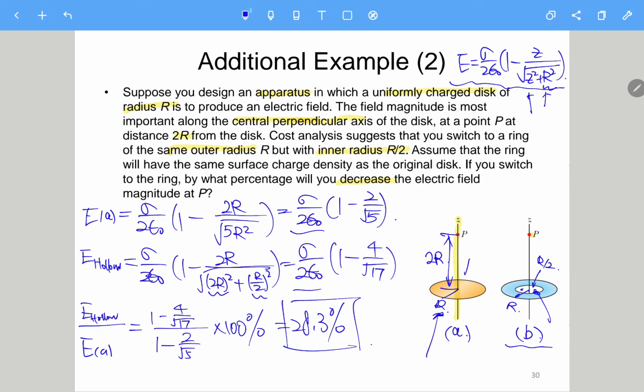So actually this one is pi r square. This one is pi r square minus pi times r over 2 square, so we reduce by a quarter of pi r square. So actually the reduced area is 25%. We use 25% less material to make this ring, but actually the E field will be decreased by 28.3%. But actually this one is not related to the original problem.